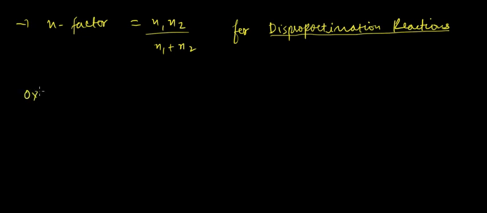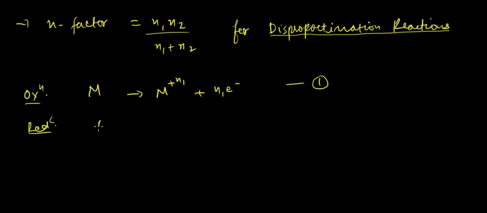Let's suppose we have oxidation of M, and in oxidation M goes to plus N1 state and releases N1 electrons, and in the reduction stage M accepts, let's say, N2 electrons and goes to M minus N2 stage. This is the second reaction.